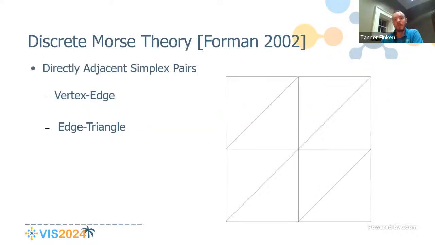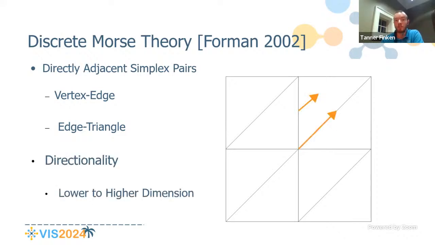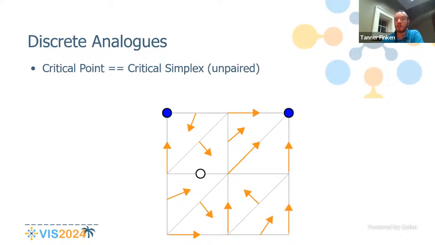A discrete vector field is based on Forman's work in discrete Morse theory. The main takeaway for applying this work is that you need to choose which simplices to pair together. Each simplex, or component of the mesh, either a vertex, edge, or triangle, can be paired with only one other directly adjacent simplex. In 2D, that means you can pair a vertex with one of its edges, or an edge with either of its triangles. We like to think of the discrete vectors as flow between the centers of the paired simplices. The direction of this flow goes from lower to higher dimension, meaning you flow from vertex to edge or edge to triangle. The simplices that are not paired, we call discrete critical points, the discrete analog to the critical points I mentioned earlier.